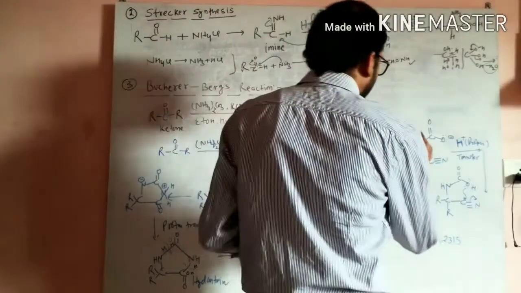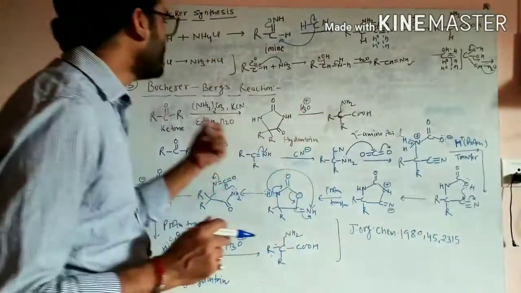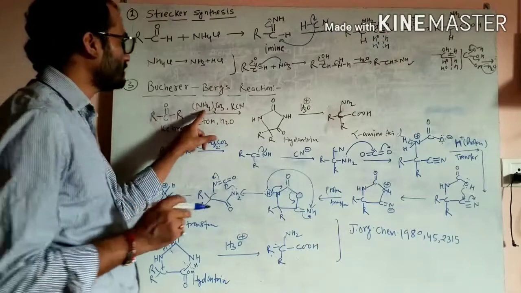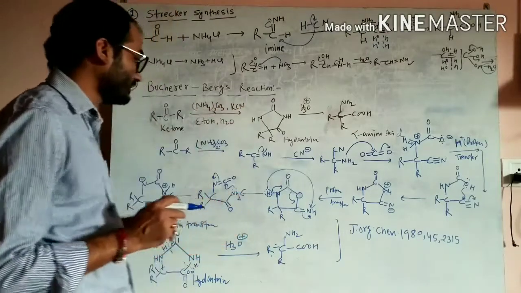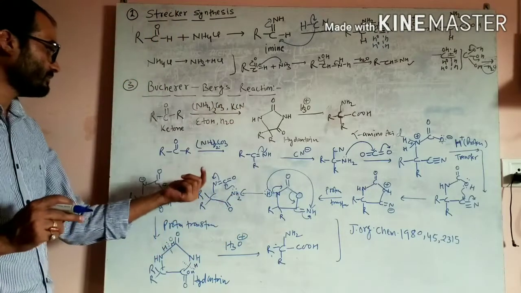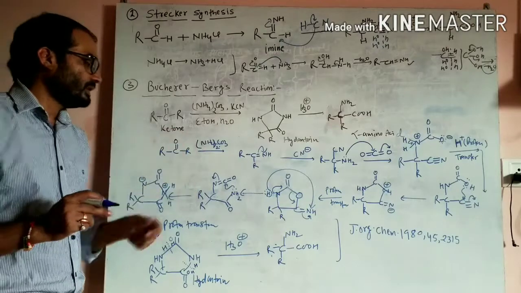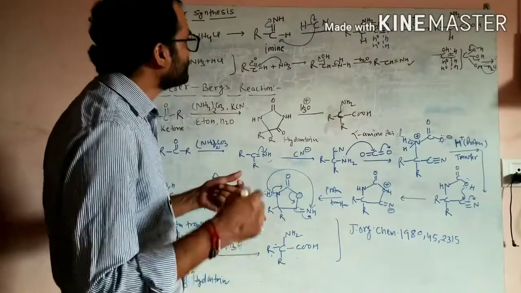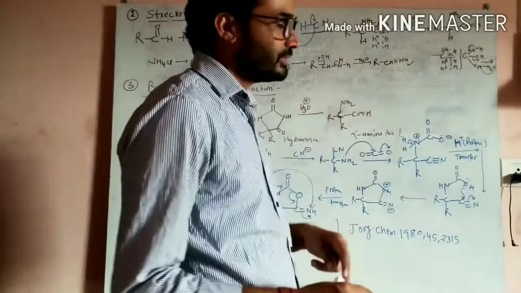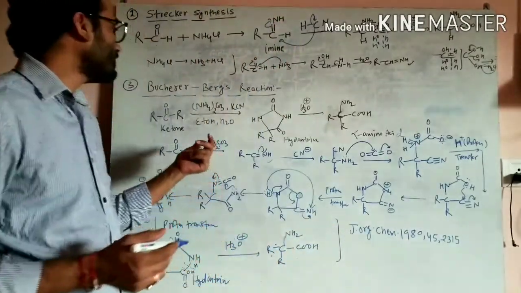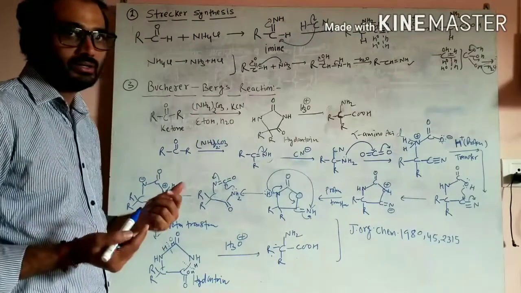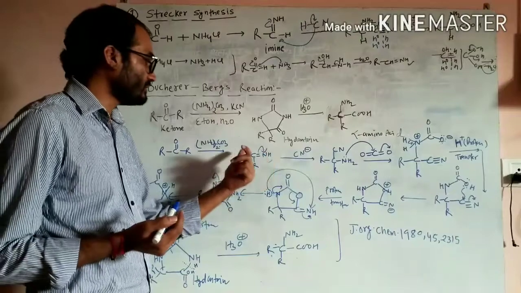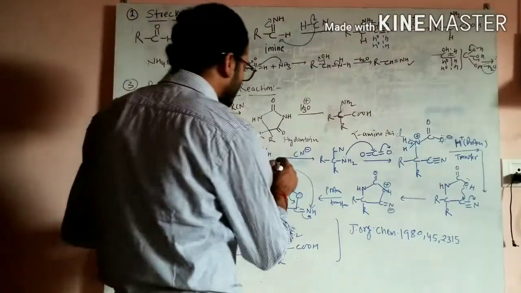Now, how is this hydantoin formed? By the reaction of the ketone with ammonium carbonate and potassium cyanide, which is explained here. See, this is the ketone molecule, and this ketone is reacted with ammonium carbonate to form an imine. How is it formed? This ammonium carbonate can give ammonia, and this ammonia reacts with this ketone to give this imine, R2C double bond NH. This is an imine.